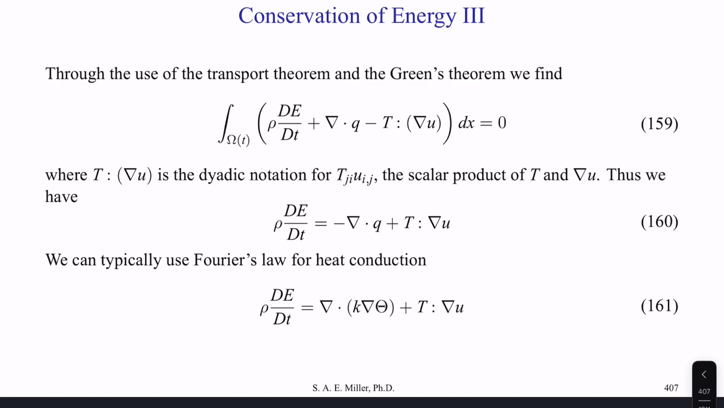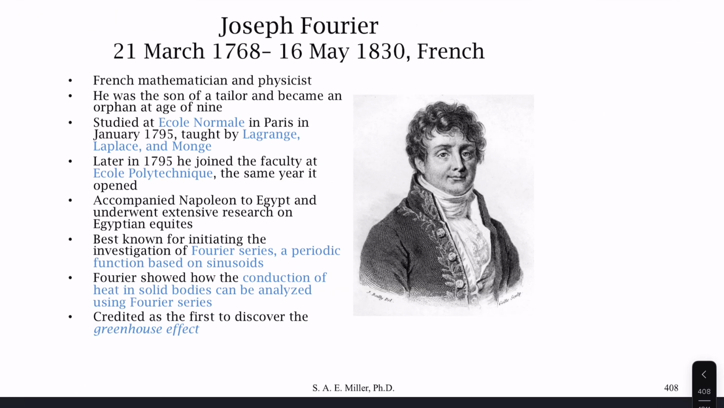So we can write this more compactly as rho times the material derivative of the internal energy is negative nabla dot Q, remember heat transfer, plus the dyadic of T and nabla U. We can then use Fourier's law to rewrite the first term on the right-hand side as nabla dot K nabla theta, and here this theta will indicate temperature, so we don't confuse it with the stress. This is named after Joseph Fourier, who is a French mathematician, and here's a nice history slide on him.